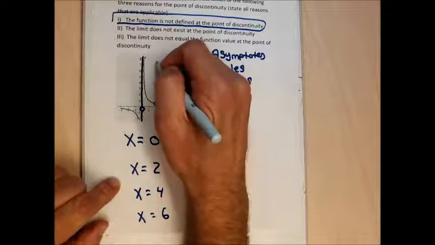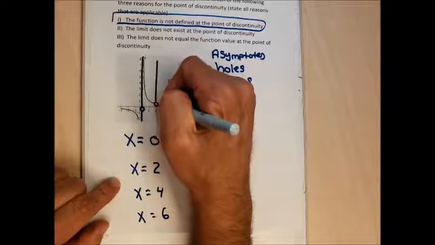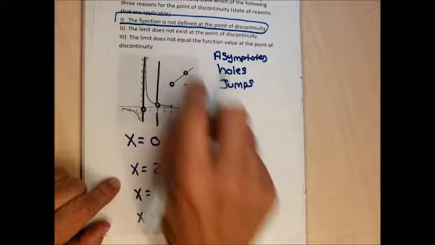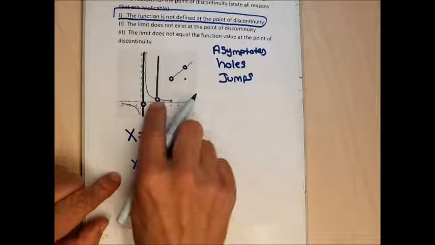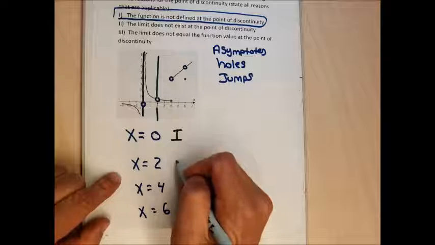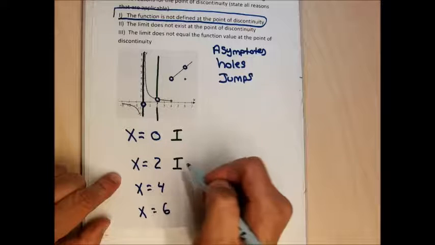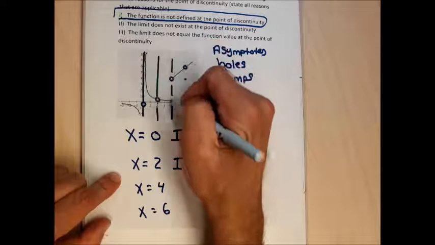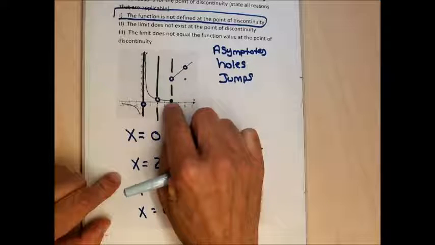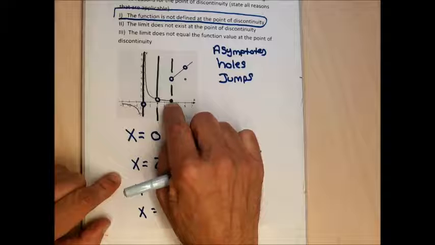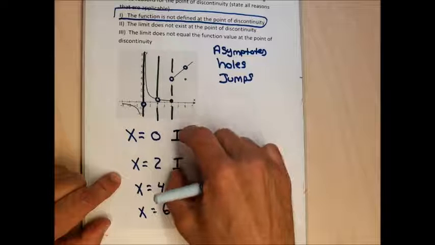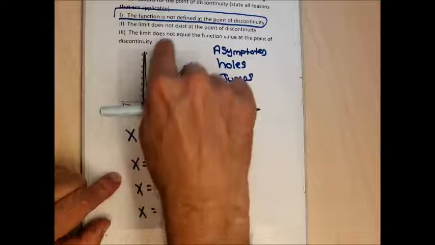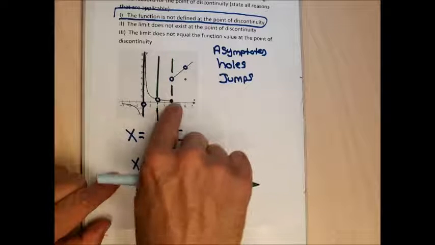If I do the same thing at 2, I draw my line through 2, and I never come across a point on the graph or a closed circle. So the graph isn't defined at x equal 2, so I'm going to put reason 1 there as well. If I do the same thing at 4, draw a vertical line, eventually I come to that point right there. That's a point on the graph. The function's defined at that point, so I can't do reason 1. Reason 1 only works if there's an asymptote or a hole without a solid circle matching up to it.